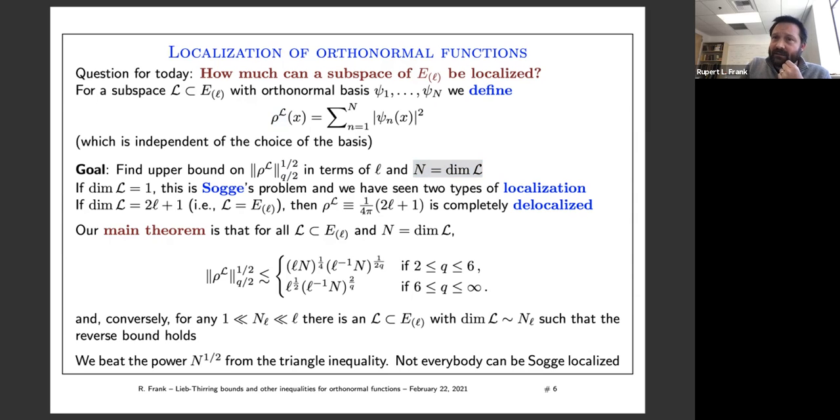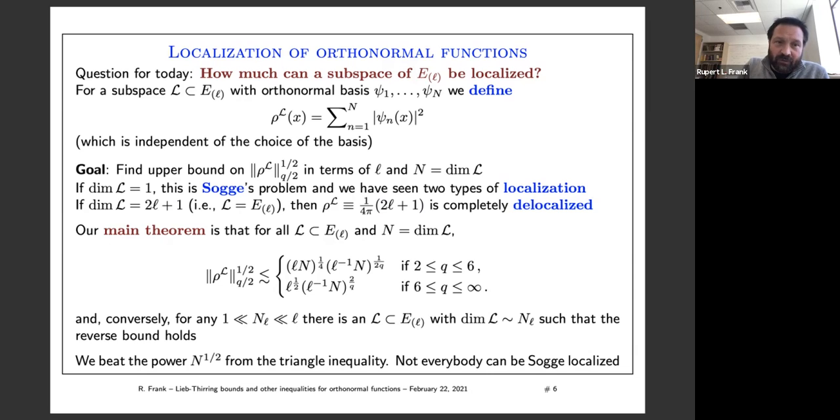And as I already said, picking one function, we're back in Sogge's regime. Picking all the functions at once, well, in the case of the sphere, that's easy because there's a formula for the sum of these. And what you see is just by rotation invariance, the density then is constant. So in some sense, here you have a complete delocalization. This density is completely flat.